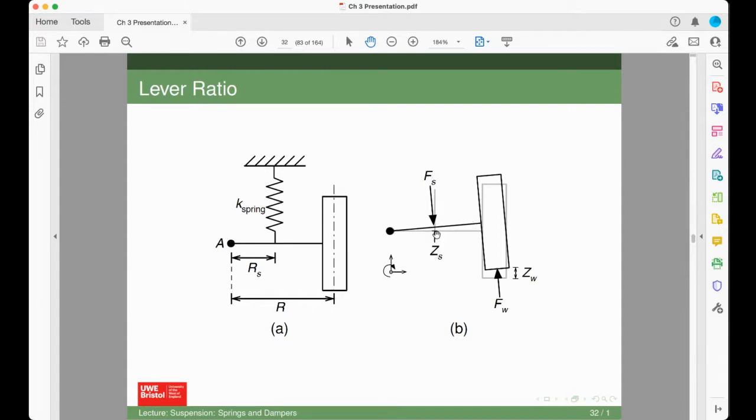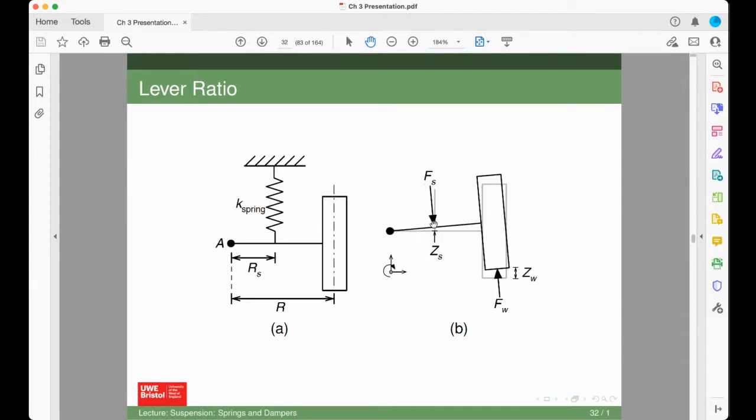And so you've got a spring force being applied, which is going to give you a deflection of ZS, and if that ZS exists, then there's also going to be a deflection here of the wheel, ZW, and that's going to be the force of the wheel. And obviously that thing needs to balance, unless it rotates around the pivot point. And so you can do some moments around this thing.